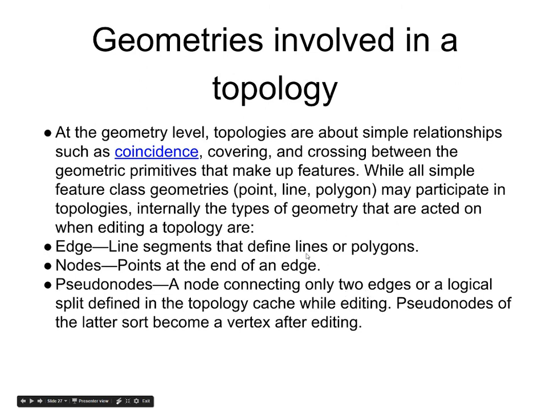So again, we were working with coincident geometries when we talk about topology in the geodatabase, just like coincidence is how features are managed in the shapefile and different from how it was done in the coverage. When we talk about topologies, edges are line segments that define lines or polygons, and nodes are the points at the end of an edge. Pseudonodes are a node connecting only two edges without a logical split defined by another line coming in. It could be something like a street block. Main Street has a block 100 and a block 200.